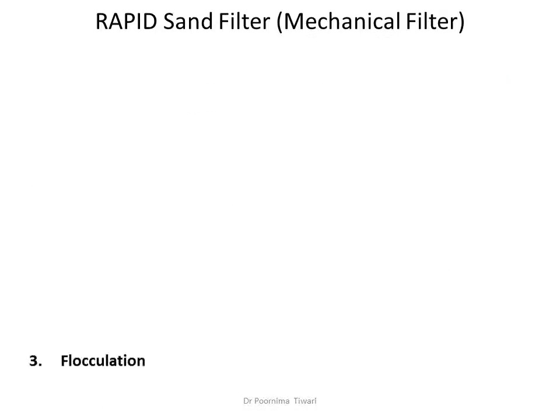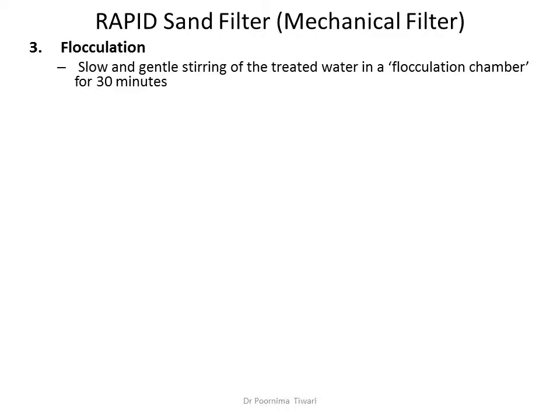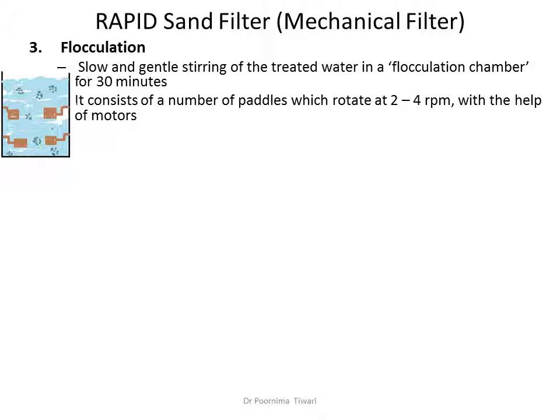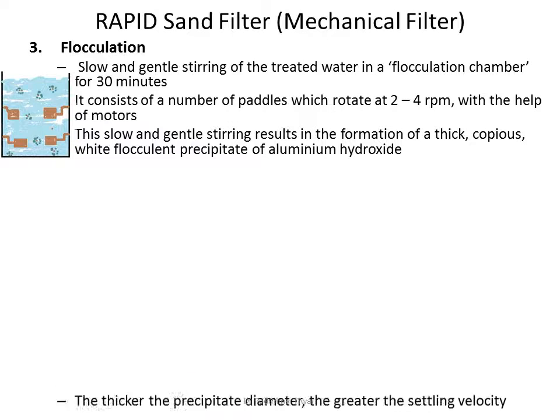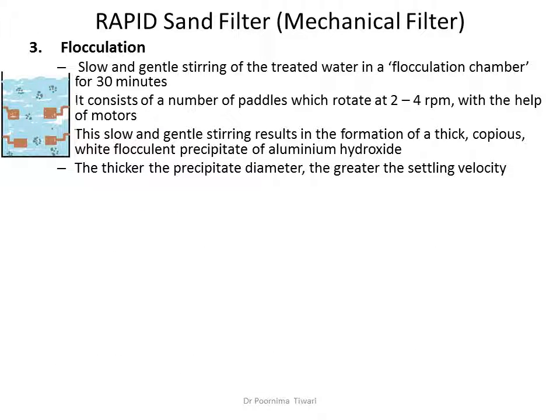Flocculation. After rapid mixing, a slow and gentle stirring of the treated water is done in the flocculation chamber for around 30 minutes. The flocculation chamber consists of a number of paddles which slowly rotate at the rate of 2 to 4 rotations per minute. These rotate with the help of motors. This slow and gentle stirring results in formation of thick, copious, white flocculent precipitate of aluminium hydroxide. The thicker the precipitate diameter, the greater the settling velocity.